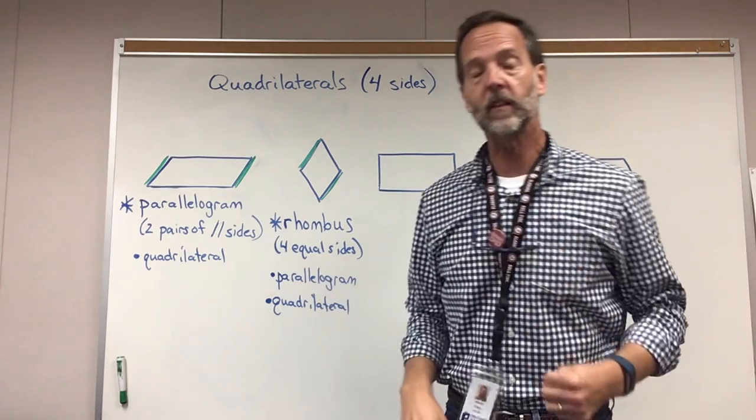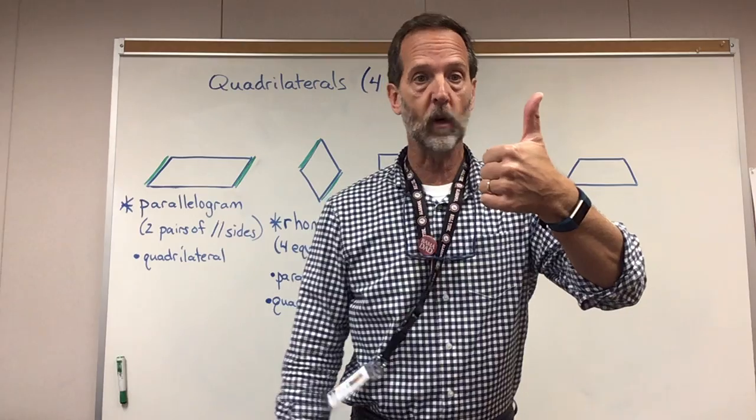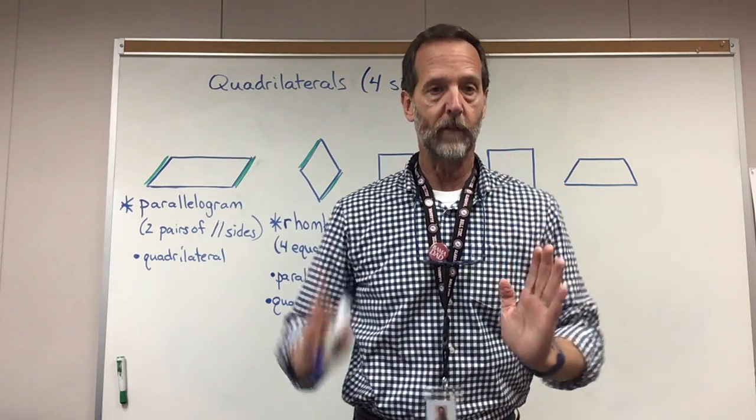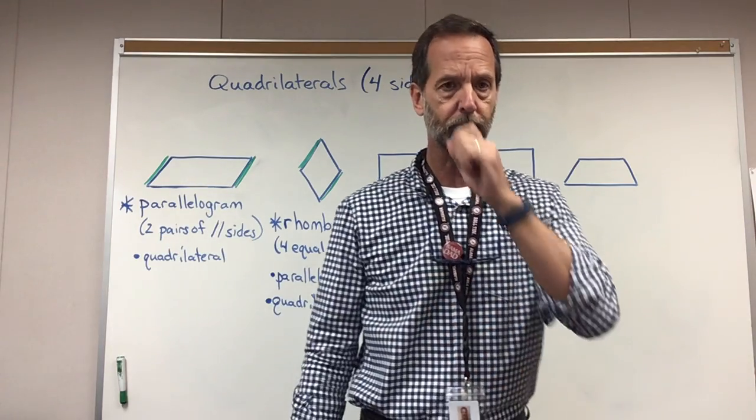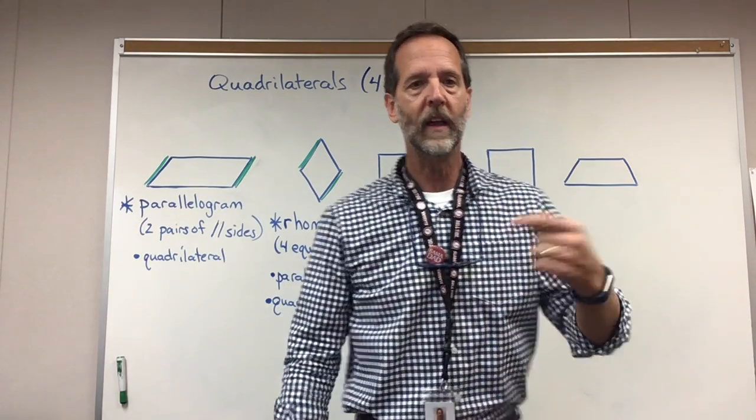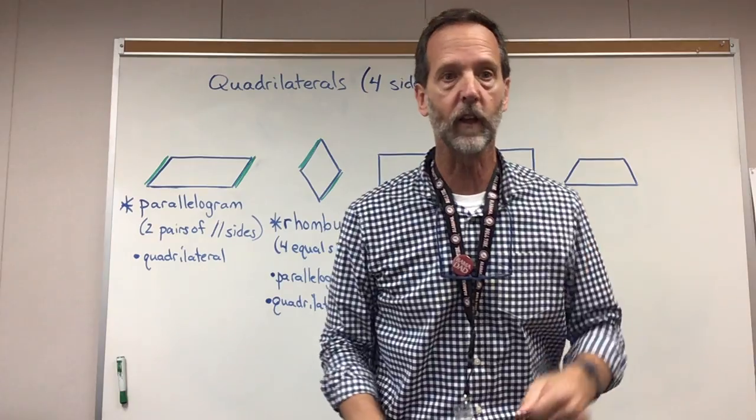So we've learned 3 things so far. If it has 4 sides, it's a quadrilateral. If it has 2 pairs of parallel sides, it's a parallelogram. And if all 4 sides are equal, it's a rhombus. Let's take a look at the next figure.